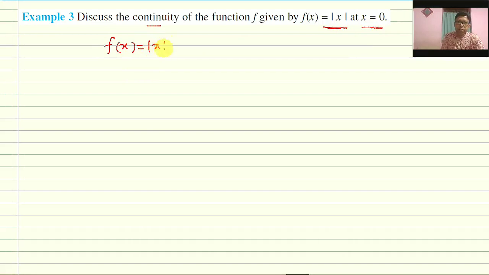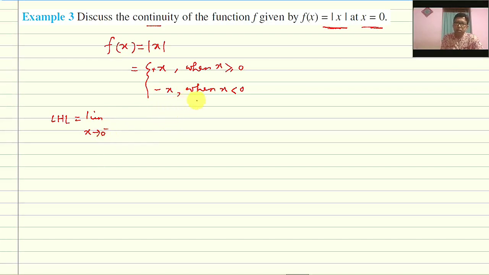What is modulus x? Modulus x is plus x when x is greater than or equal to 0, and minus x when x is less than 0, isn't it? This is the modulus function, that means the definition. So its LHL is equal to the limit as x tends to 0 negative, we check at the point x is equal to 0 because there is an equality. So the limit as x tends to 0 minus of this function, that means x is less than 0, x is tending to 0 negative means from the left side of 0, then the function is minus of x. So we have to write minus of x.